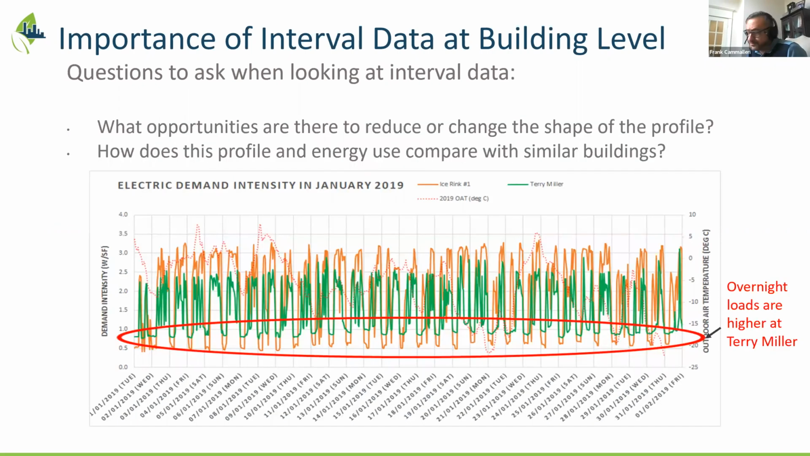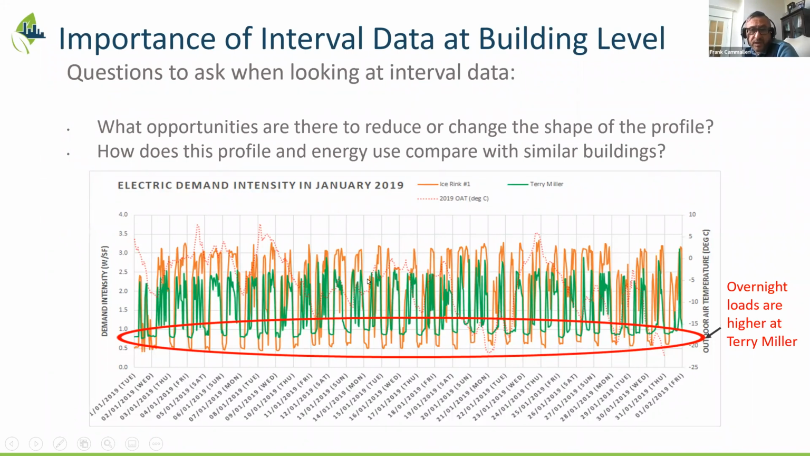Another graph I wanted to show is that sometimes with interval data, it's important to ask, is there an opportunity to reduce or change the shape of the profile? And in fact, we sometimes find it very useful to compare these profiles, normalized obviously, with other similar buildings. So here we have two facilities. They're both community centers, mainly ice rinks in nature. And Terry Miller, which is the City of Brampton facility, is a multi-purpose community center, and it's fairly similar to this ice rink here that we compared it to.